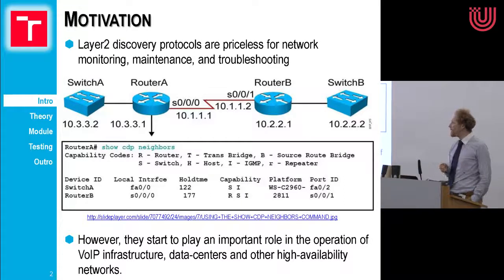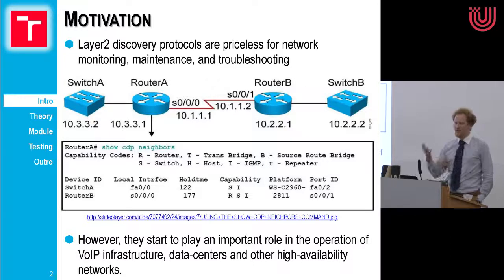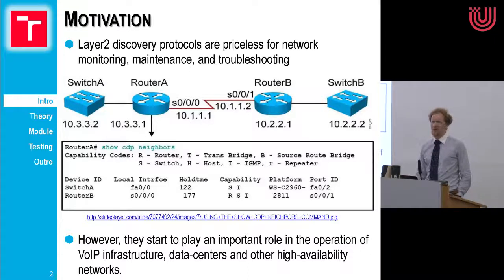Also, they are getting very popular in data centers and other high availability networks when, for instance, LLDP is revealing other useful information like the position of the device within the rack or within the data center, which is information that can once again be used during the maintenance or during the troubleshooting of computer networking problems.